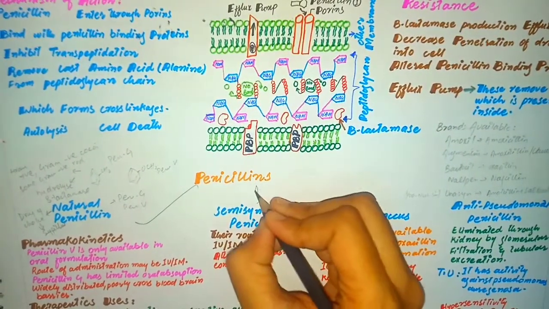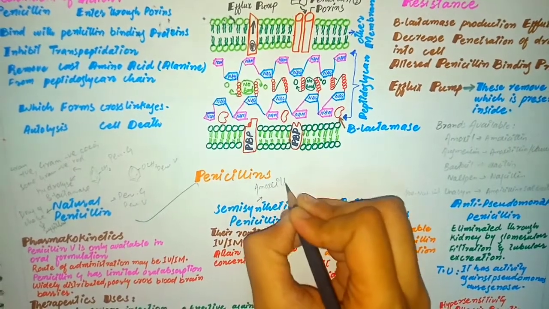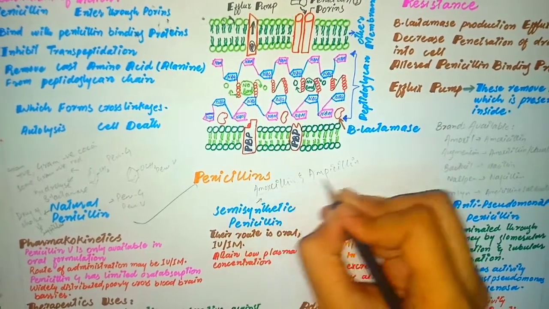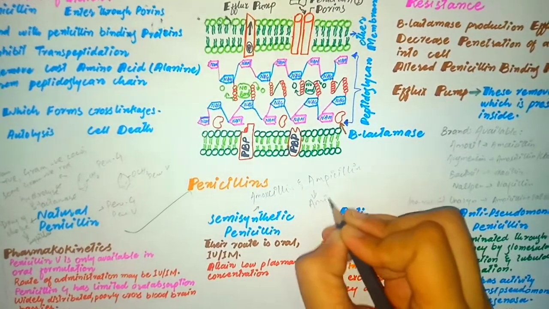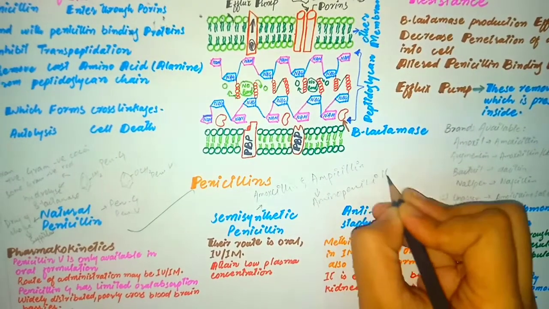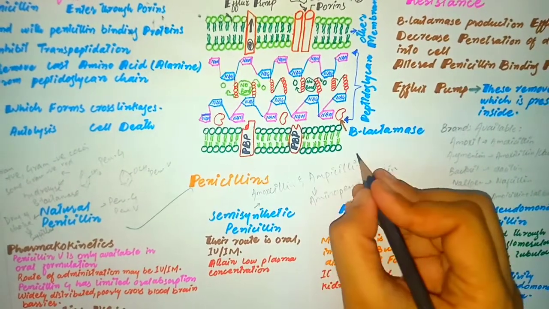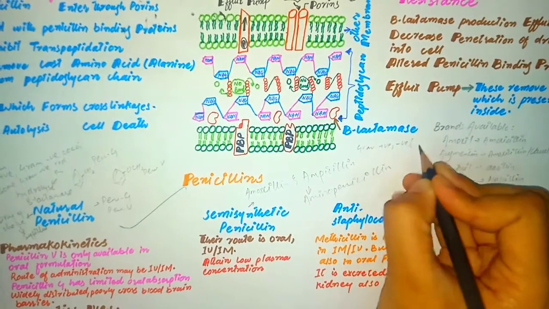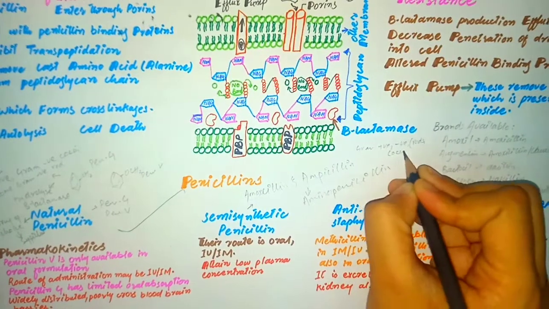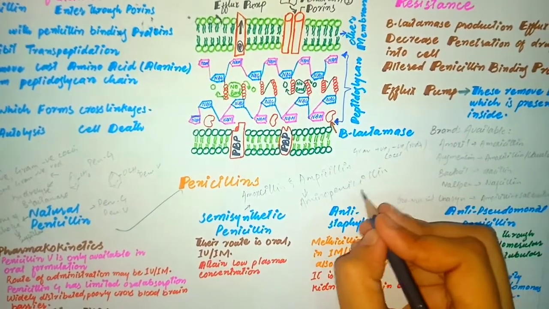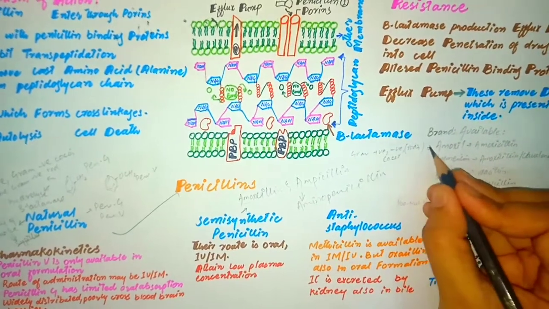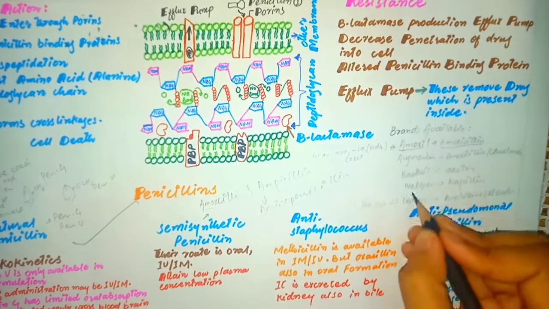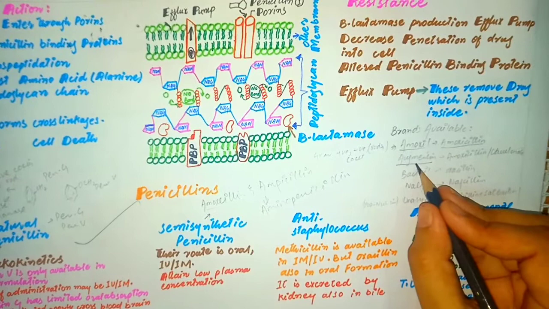Now, if we come to the semisynthetic penicillins, these may be amoxicillin and ampicillin, the most widely used antibacterials of the penicillin class. They are both collectively known as aminopenicillins. Their spectrum is against gram positive, gram negative cocci and rods. In comparison to natural penicillins, which are not active against gram negative rods, these are also active against gram negative rods.